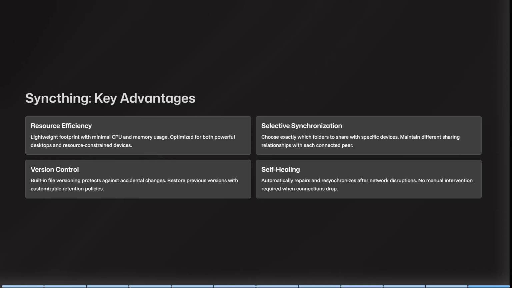It has built-in file versioning, which protects against accidental changes. You can restore previous versions with customizable retention policies, and automatically you can repair and synchronize after any network disruption. So there's no manual intervention required when connections actually drop.